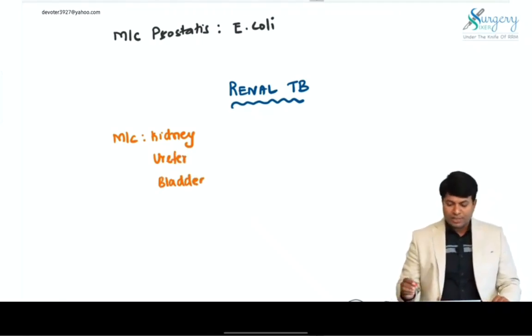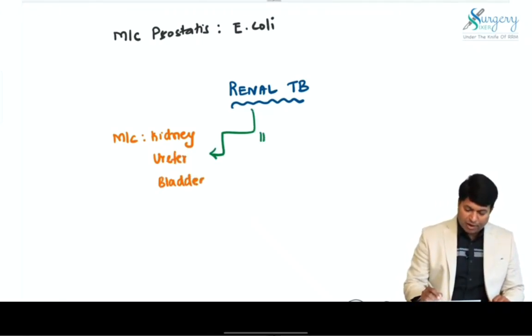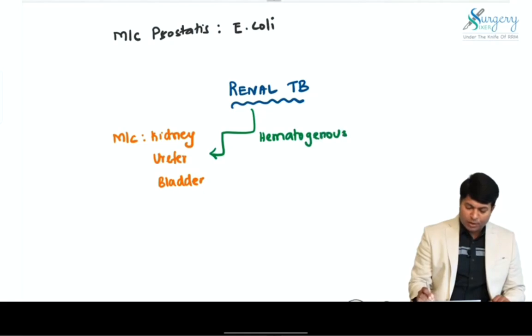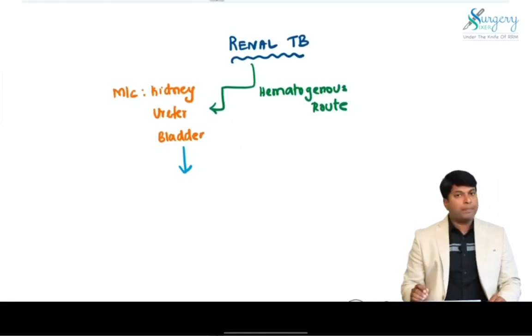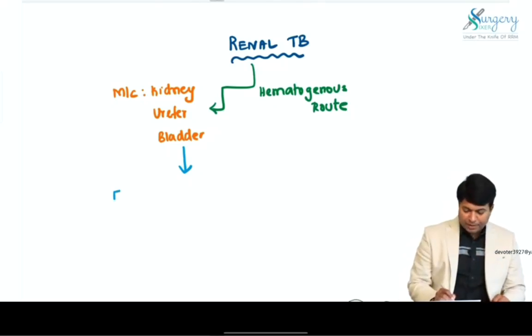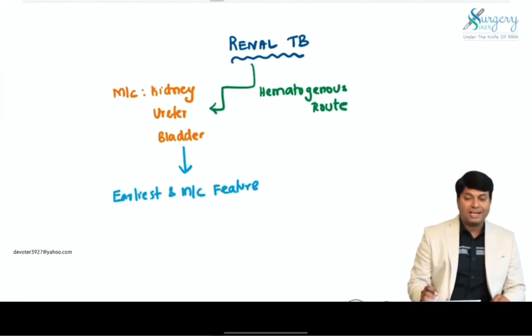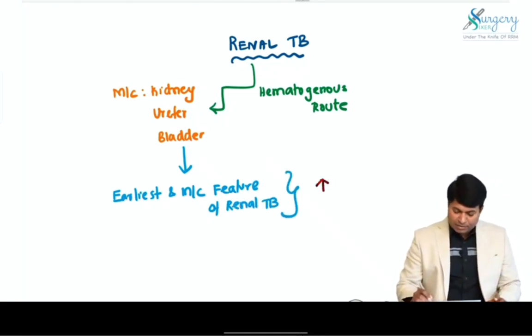Mycobacterium tuberculosis most commonly spreads to the urinary system by the hematogenous route. The route of entry is the hematogenous route. It enters the kidney, ureter and bladder, and from there the urinary tract gets affected by TB. And what is the earliest feature? The earliest and most common feature of renal TB is increased frequency of urine.